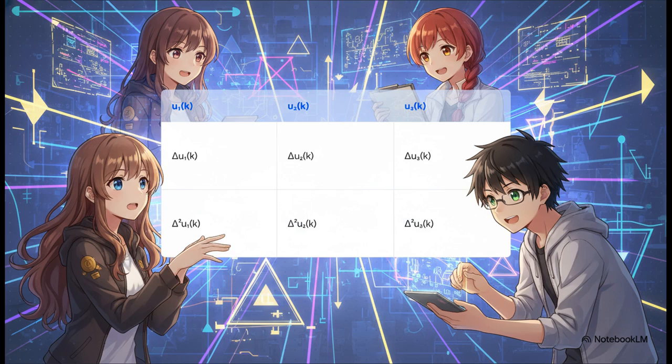And here's what that structure looks like in practice. Let's say you have 3 sequences. You end up with a 3x3 matrix. You can see it right here. That top row is just our original sequences. The second row, with the delta symbol, is that first difference we talked about. And the third row? Well, that's just the difference of the differences. You see how it just builds on itself? It's a really clean and elegant structure.